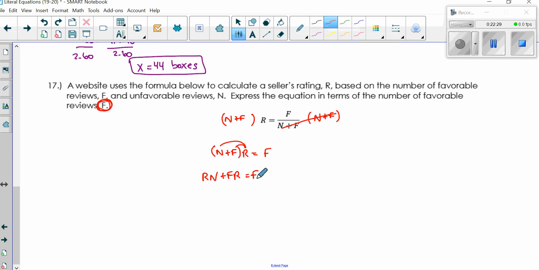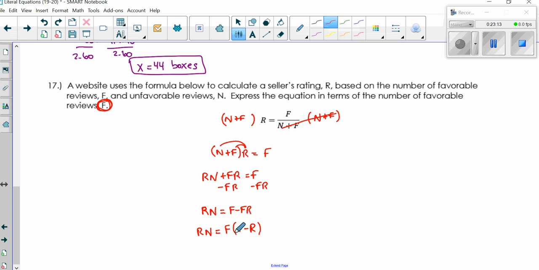I want to solve for F. So what I need to do is move this term over. Notice I have three terms. I need to move this term over to the other side since it has an F, and then I'll have two terms on the same side, both with an F. So that's going to give me R times N equals F minus F times R. We have two terms with F, so we can factor it out. So we're going to be left with R times N equals F times, F divided by F is 1, FR divided by F is just minus R.